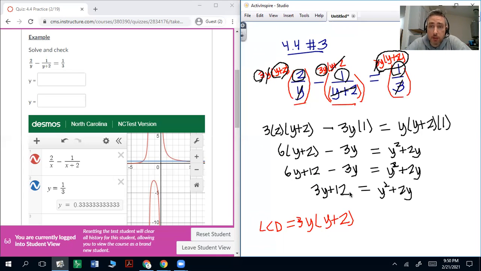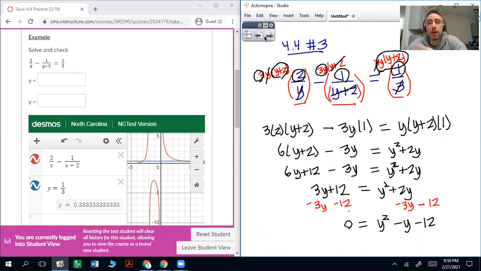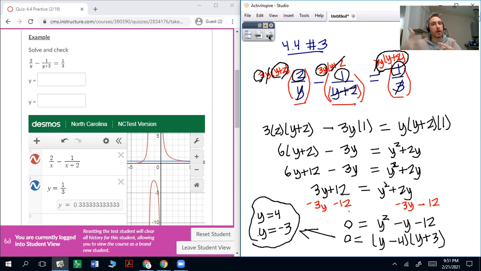So you got 3y plus 12 equals y squared plus 2y. We want to get the quadratic all to one side. So we're going to subtract the 3y and the 12, and we're going to get y squared minus y minus 12. That's going to factor. Negative 12 factors to, you can multiply it by negative 4 and positive 3, and those add to negative 1y. So your zeros will be y equals 4, y equals negative 3. Remember, zeros and factors are opposite signs. Now, pause, write that down if you need it.